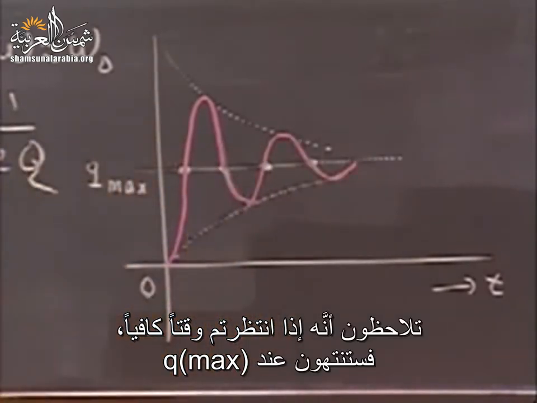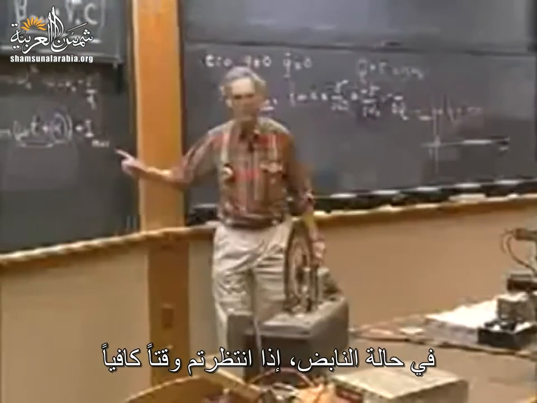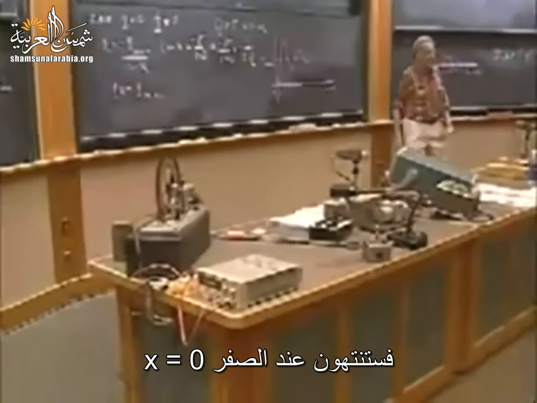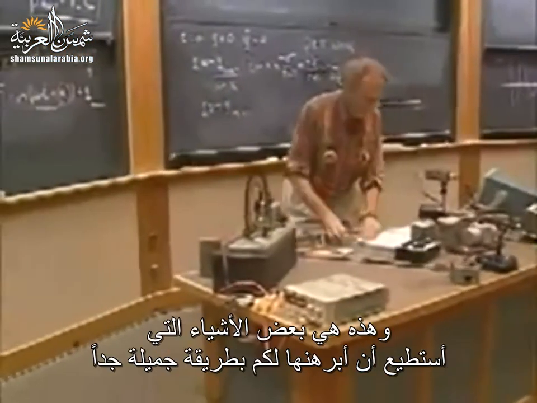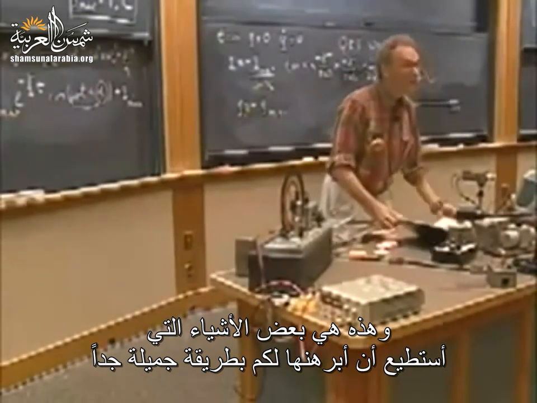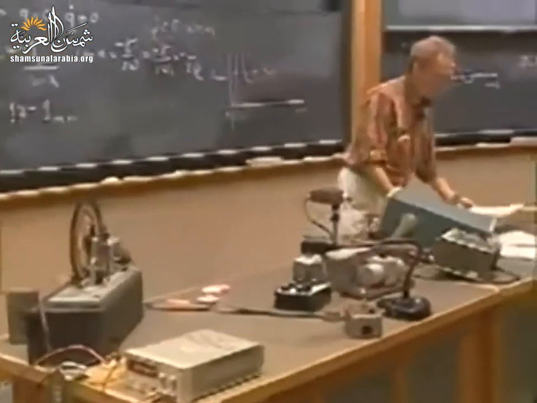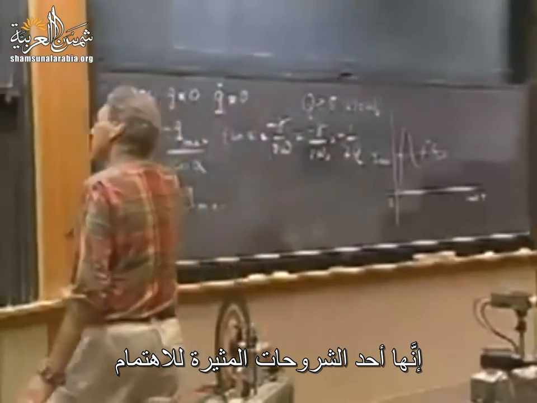And you see, if you wait long enough, you end up with Q max, which is this one. Whereas in the case of the spring, if you wait long enough, you end up with nothing. X equals 0. And this is something that I can demonstrate to you in a very, very nice way, I must say. I find this one of the most intriguing demonstrations.